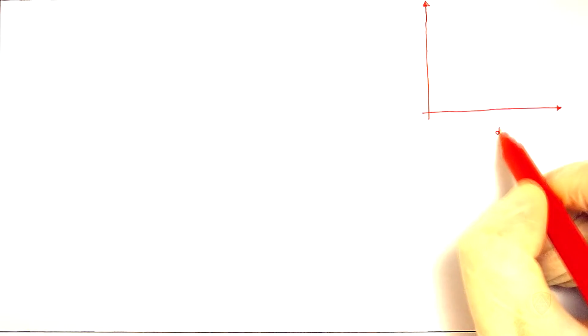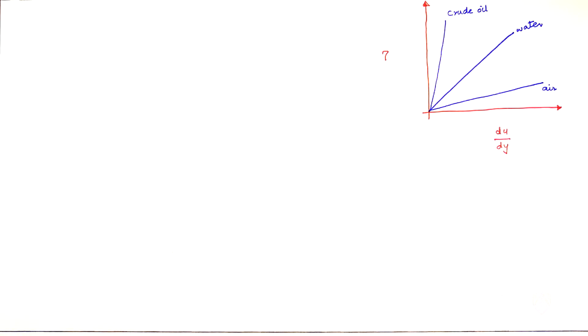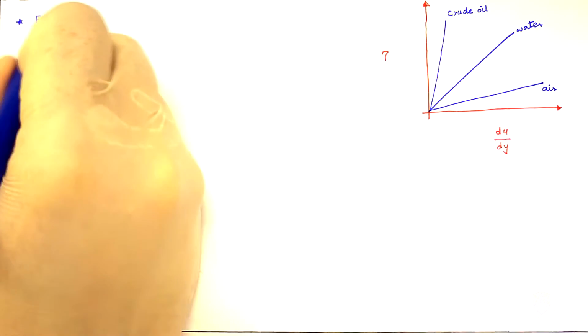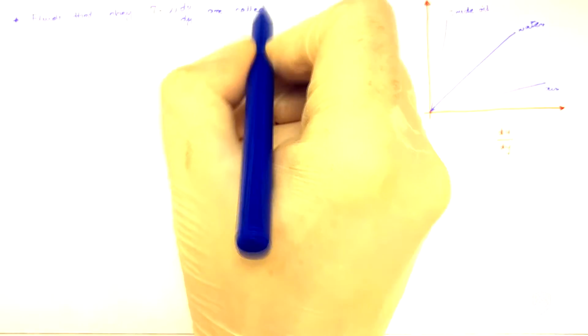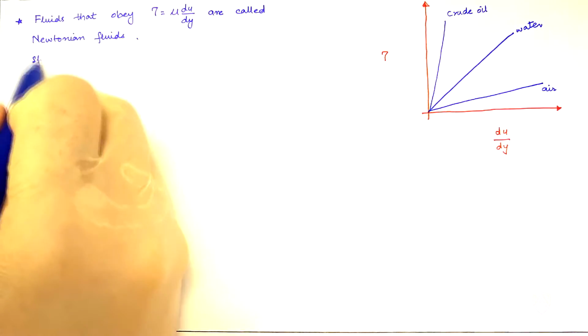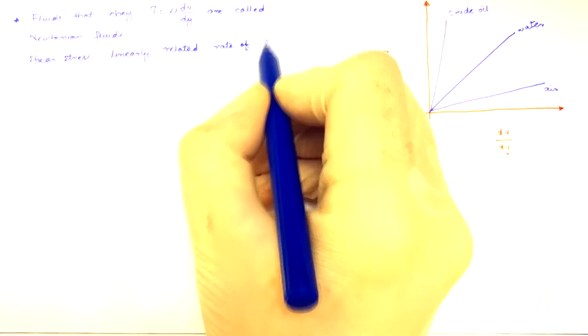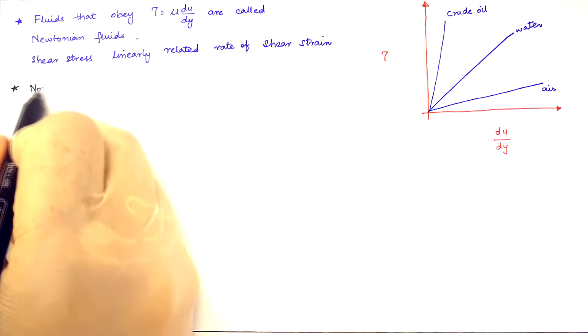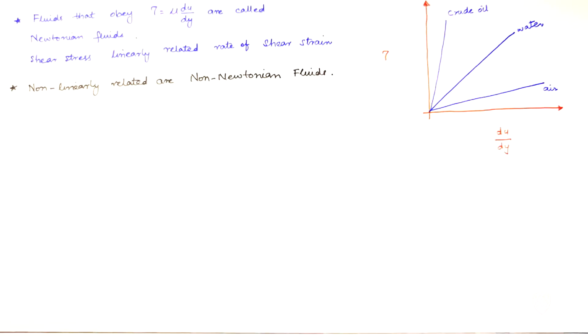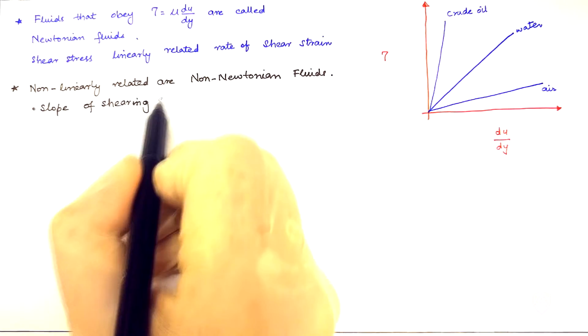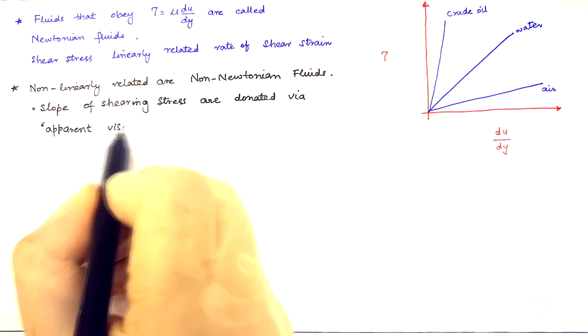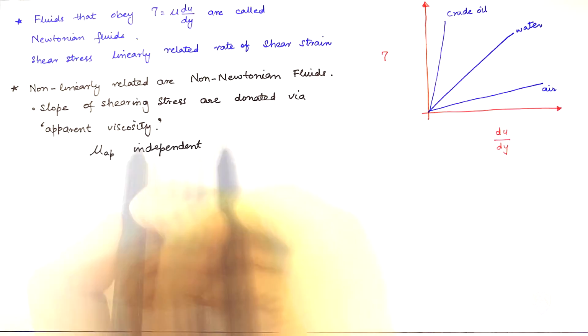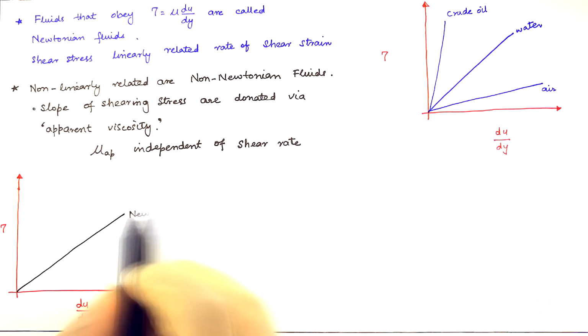If we plot the relation of viscosity, the steeper line shows a more viscous fluid, which means large stresses will create little change in velocity across the fluid layers. Fluids that obey this relationship are called Newtonian fluids, where shear stress is linearly related to the rate of shear strain. Non-linearly related are non-Newtonian fluids. The slope of shearing stress is denoted via apparent viscosity. Mu AP is independent of shear rate.